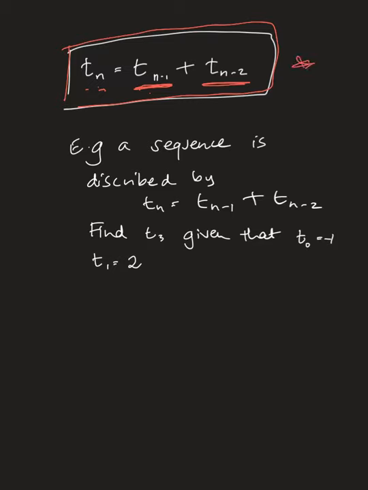However, where you would see this in this textbook is you might say a sequence is described by Tn is equal to Tn minus 1 plus Tn minus 2. All that is saying is that we're just adding the two terms in front of Tn to find Tn. Find T3 given that T0 is negative 1 and T1 is 2. I've been told that I have to add these together to get the pattern. So negative 1 plus 2.